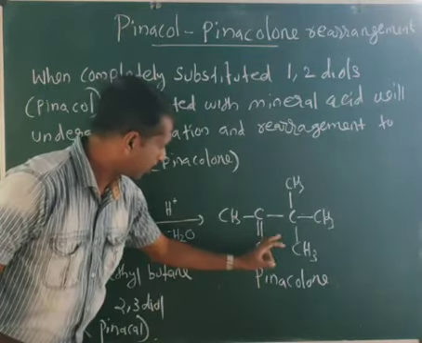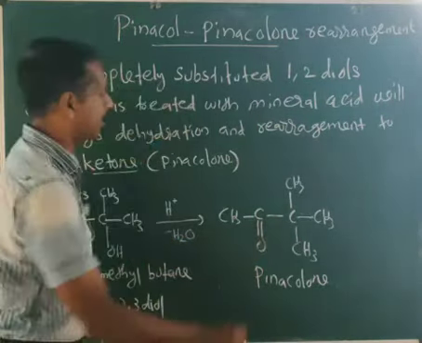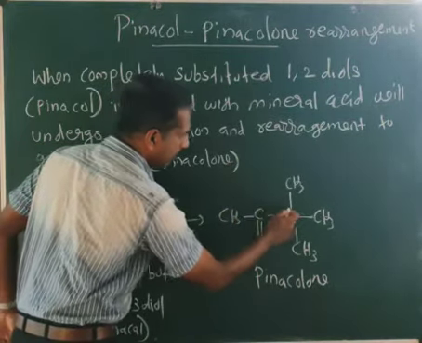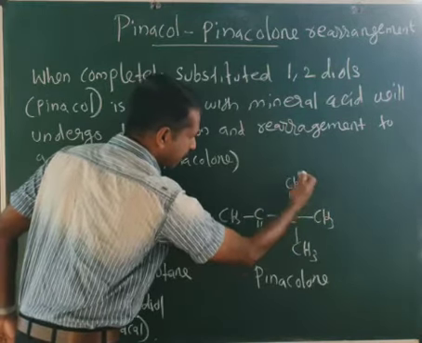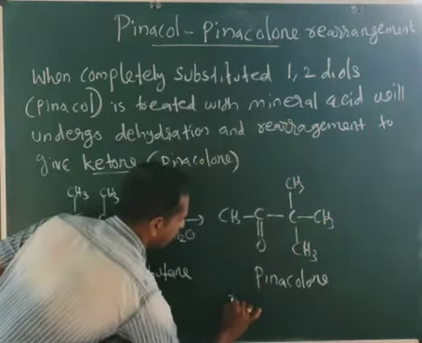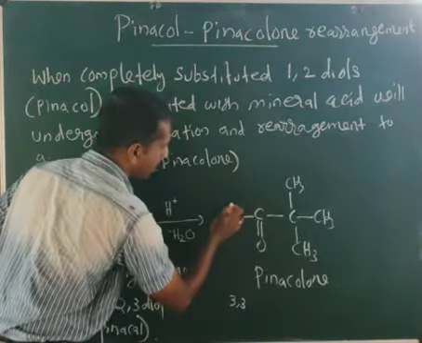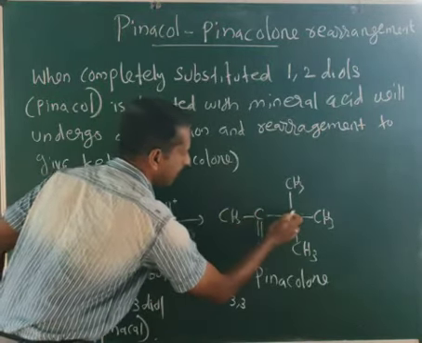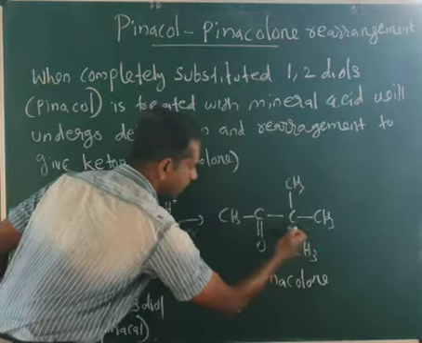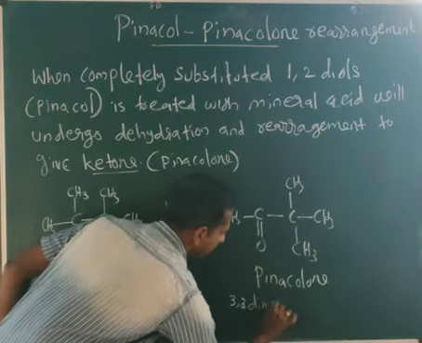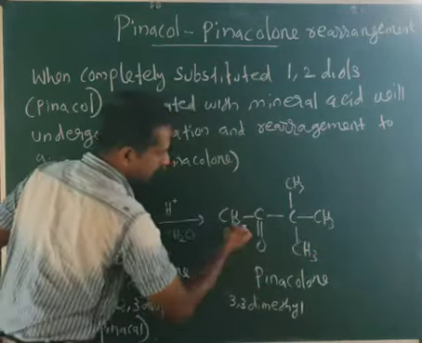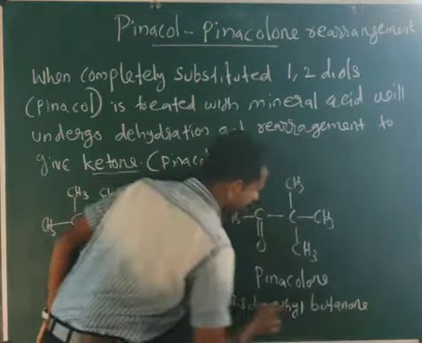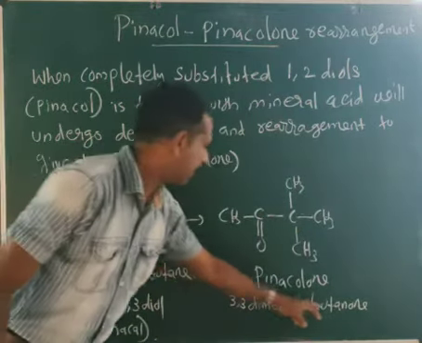What is the specific name of this pinacolone? You can see that here is the functional group, so 1, 2, 3, 4. The CO group must get the lowest possible number, so number it 1, 2, 3. In the third carbon there are two methyl groups, so 3,3-dimethyl. This four-carbon ketone is butanone. This is an example of pinacolone: 3,3-dimethylbutanone.